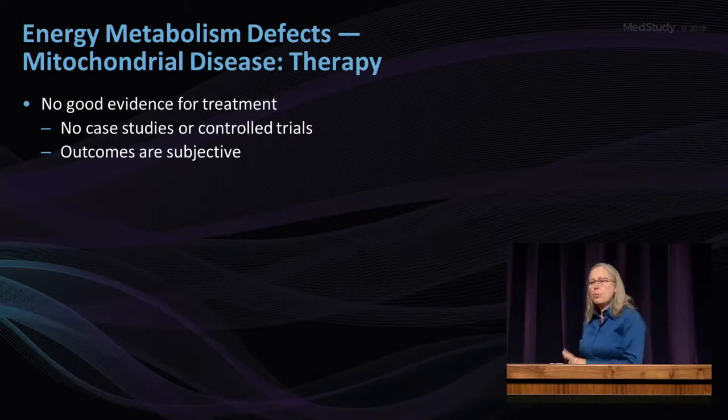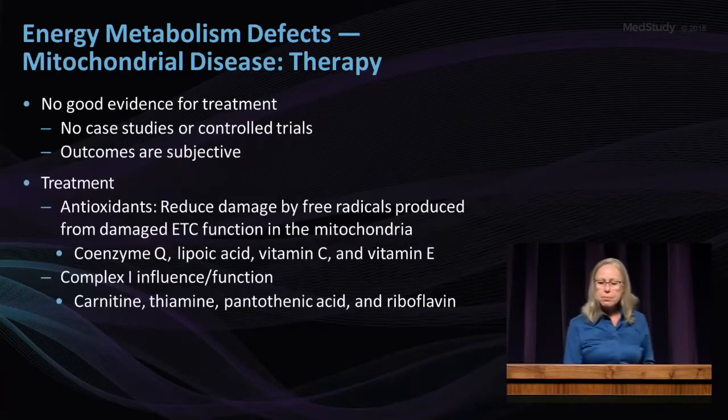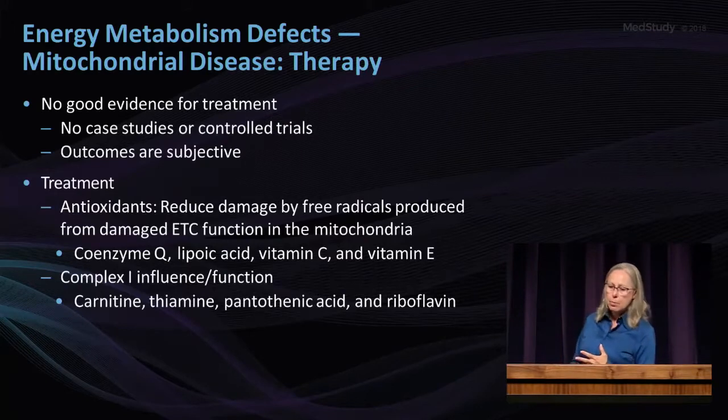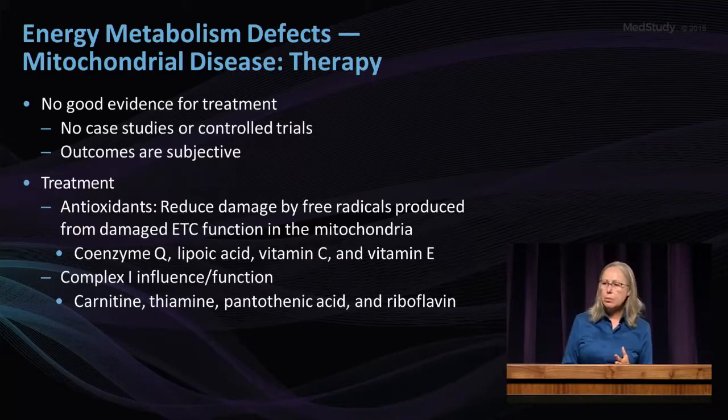For therapy, a lot of people will put people on a mitochondrial cocktail, except there are no case-controlled studies or controlled trials for those. Outcomes are subjective. We have no evidence that it harms people, but we have no evidence that it actually helps. So some people will put them on antioxidants to reduce the damage by the free radicals: coenzyme Q, lipoic acid, vitamin C, and vitamin E. And to help support complex 1, some people will do carnitine, thiamine, pantothenic acid, and riboflavin. Again, we have no evidence that it harms, no evidence that it helps. This is based on theory, what we know about biochemistry.